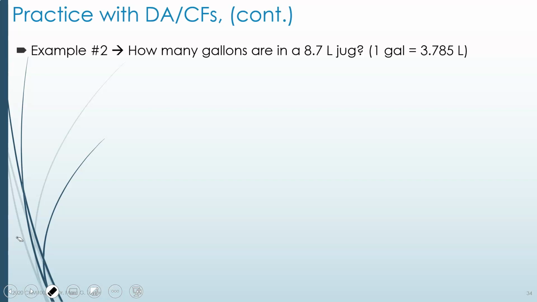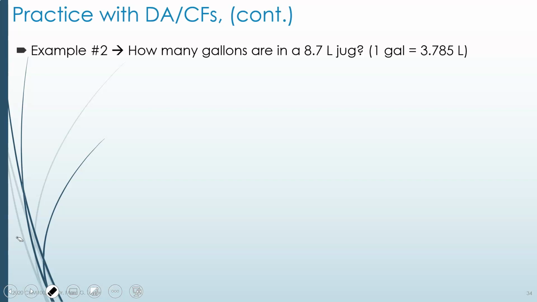You're given a conversion factor. It says how many gallons are in an 8.7 liter jug. Well, we're given liters, so that's what you're going to start with. We're asked for gallons, and we have a conversion factor that in one step can convert liters to gallons. In fact, we know that a gallon is a little less than 4 liters. You might have heard that before. 4 liters is a little bit more than a gallon. So I'm going to pause. At this point, you can stop the video and see if you can work out the problem yourself.